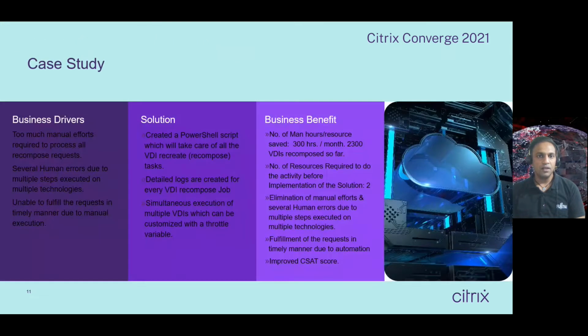For this case study, we were facing too many issues with manual efforts, human errors, and fulfillment of requests in a timely manner. So we created this solution. So far with this solution, we have recomposed more than 2300 VDIs, and we were able to save approximately 300 hours per month. And with this automation, there was a reduction of 2 full-time employees for that particular customer, and overall CSAT score was improved.